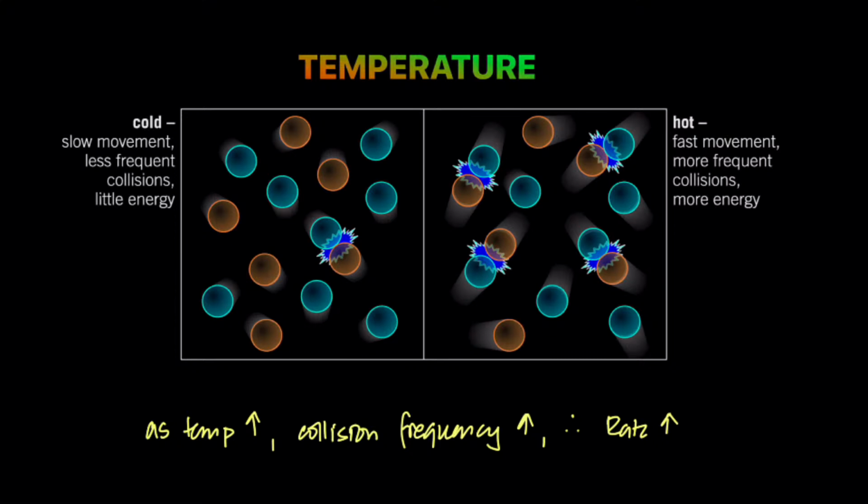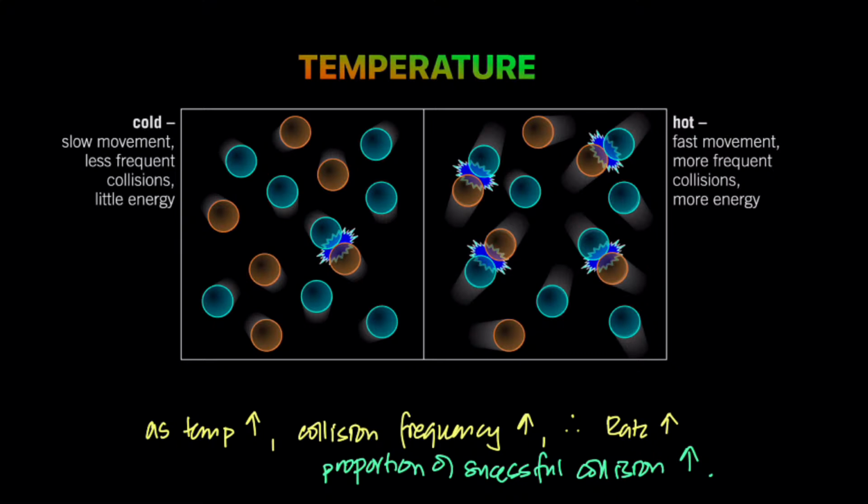Because they have more energy, there are more particles with energy greater than activation, which means not only will collision frequency increase, but the proportion of successful collisions even increases. That's why temperature is such a beautiful factor to use, because it does both things. It makes the particles move faster, but also increases the proportion of successful collisions.